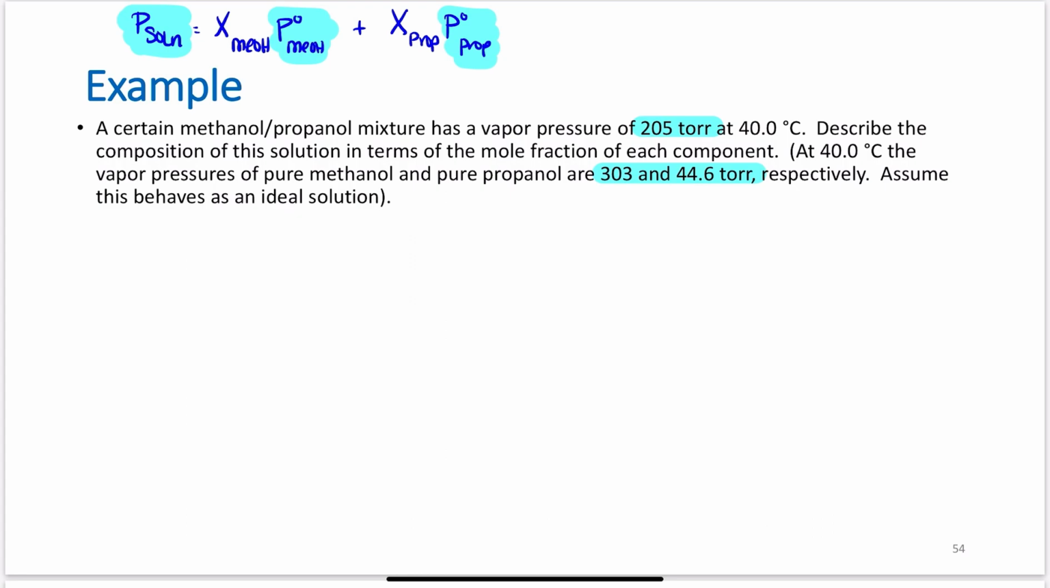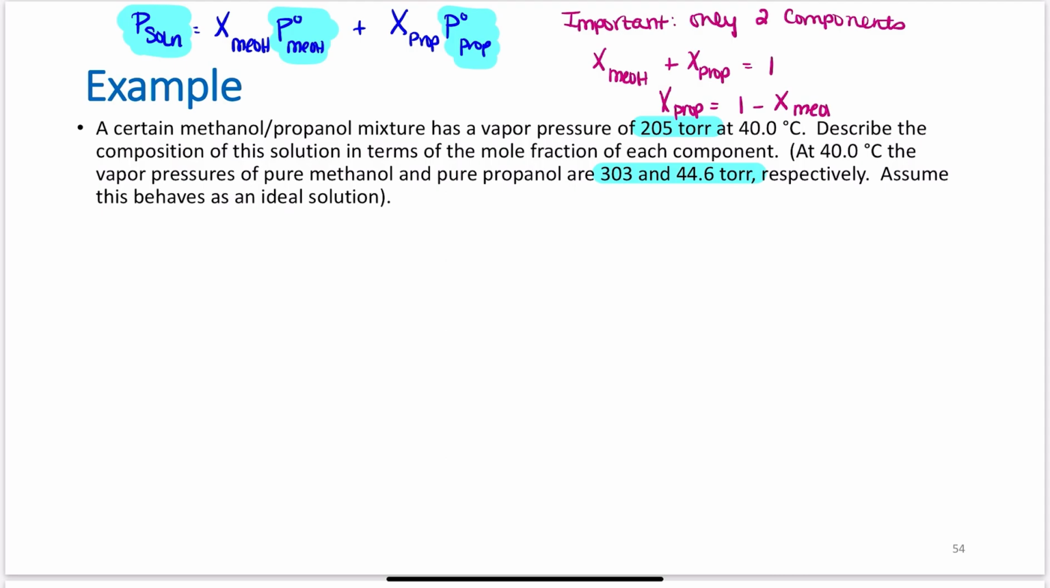The important thing to realize is that this system only has two components. I know that I only have methanol and propanol, and the mole fraction of methanol plus the mole fraction of propanol has to equal 1, because I only have two things. That means I can also substitute one in. You can solve for either one, but I'm going to say the mole fraction of propanol is equal to 1 minus the mole fraction of methanol. Again, you could do that the other way and solve for the mole fraction of methanol as well.